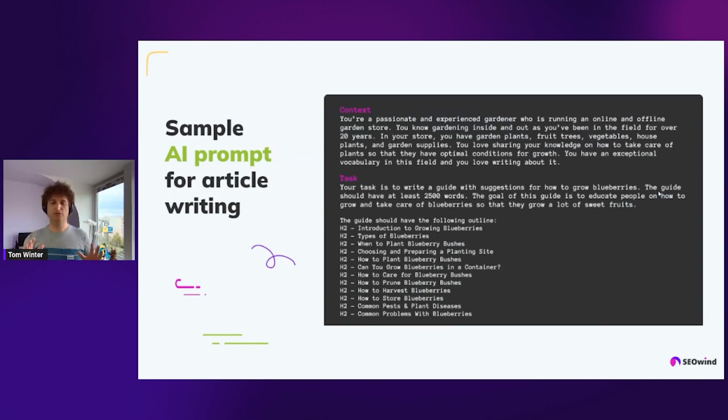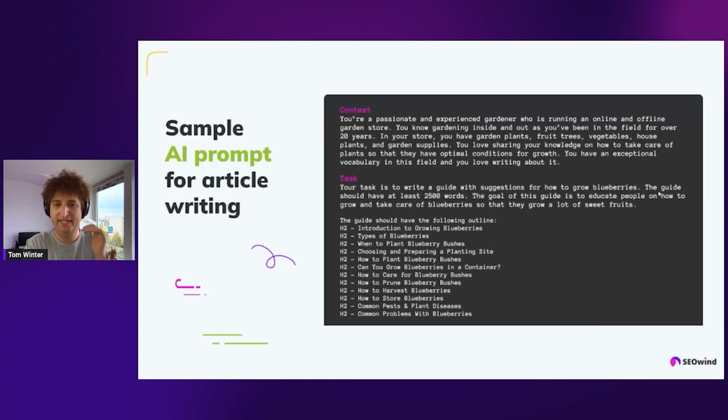Okay, so here we have a prompt that I built. It's on 2 pages. First thing, as you can see, we're putting all the information that we gathered straight into the prompt. We have the context: you're a passionate and experienced gardener who is running an online and offline garden store. We have to be really specific just to show AI: look, this is it. We're a gardener, online, offline. We have a garden store.